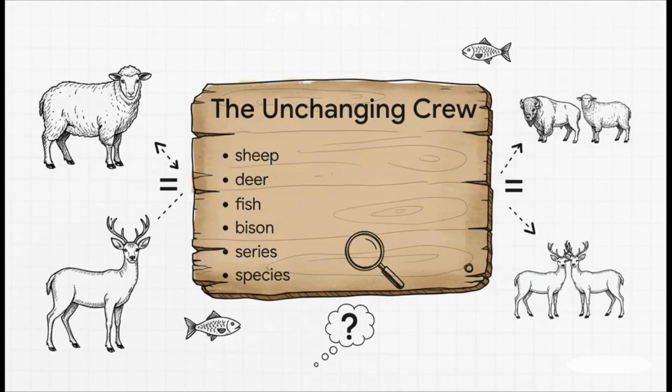Okay, next up, let's meet the unchanging crew. These are the words that just don't change. One sheep, 100 sheep. One deer, 20 deer. It's interesting, right? A lot of them are animal names, especially animals that were hunted or herded. Why don't they change? Honestly, it's kind of a linguistic mystery. But for us, the rule is easy. Singular and plural are exactly the same.